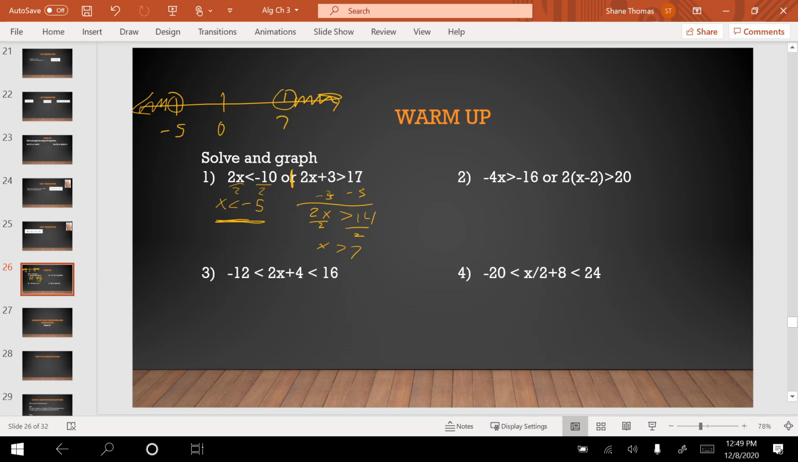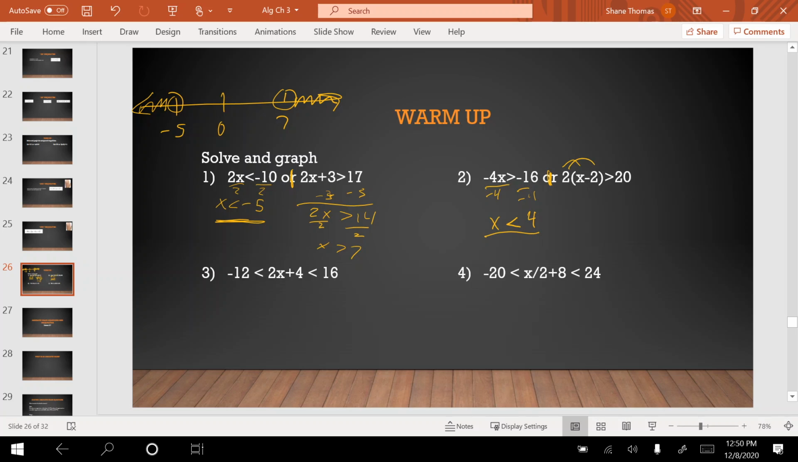All right. Next one, split it on the OR. So here we have to divide both sides by -4. Divide both sides by -4. I'm going to have x is less than... I have to flip the sign because I divided by a negative. So x is less than +4. So that one's done.